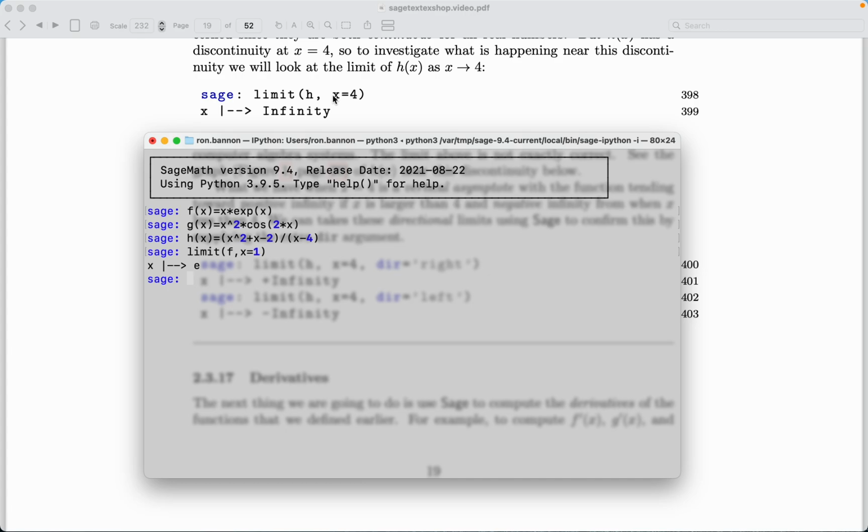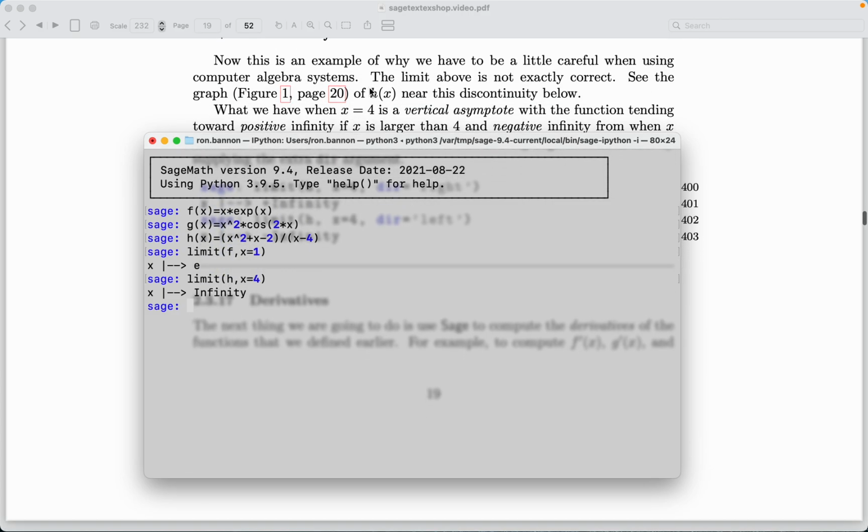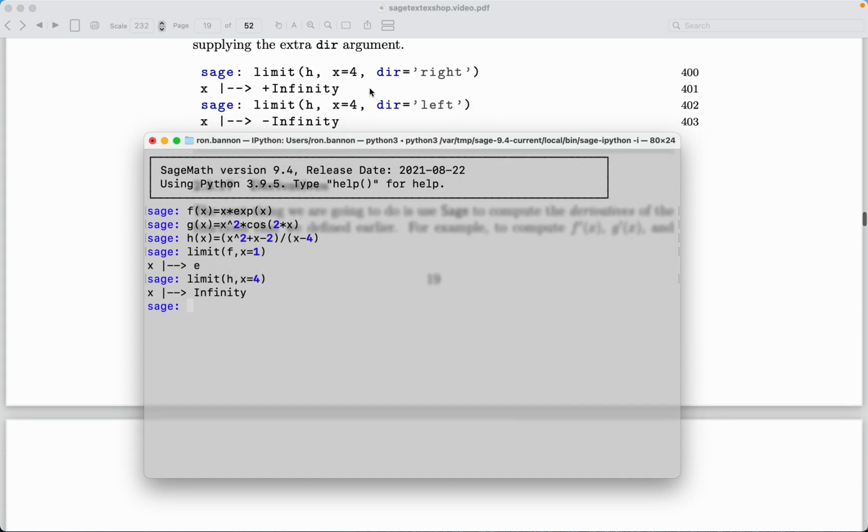I want to do h though, and limit. Here's a point to this. h as x goes towards 4. It's actually an incorrect answer. What I mean by that is, if you looked at the graph of it, from a certain side it goes to plus infinity, and from this side it goes to minus infinity. So I want to certainly encourage you to read the documentation, but a direction. Let's take a look at this over here.